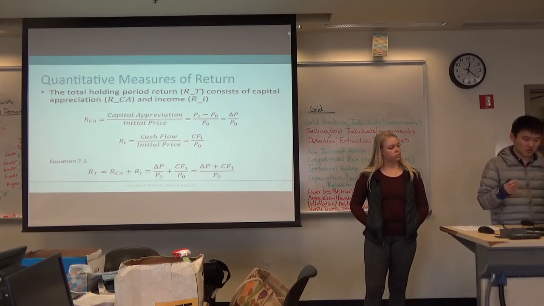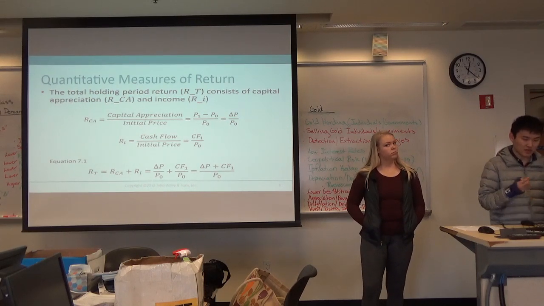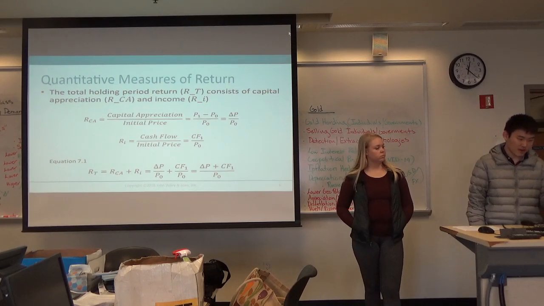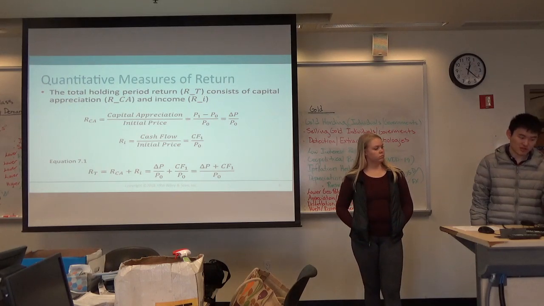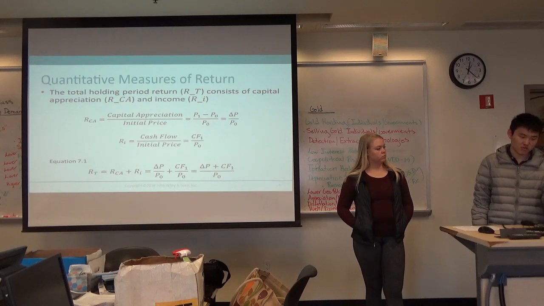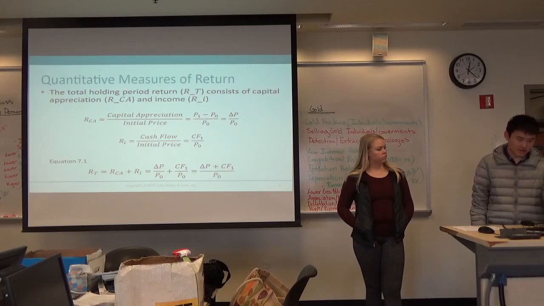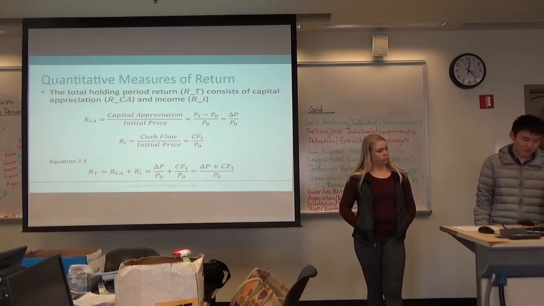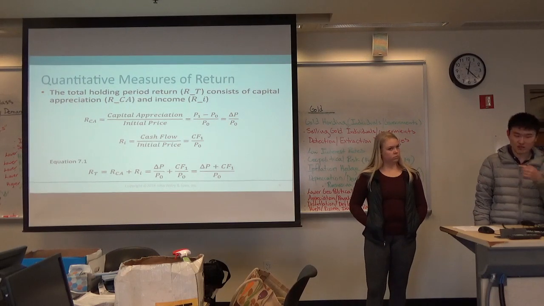For the quantitative measures of returns, the total holding period return consists of capital appreciation and income. As you can see, the return of capital appreciation is equal to capital appreciation over initial price, and the return of income is equal to cash flow over initial price. Then the total holding period return would be equal to both of those added together, both the return of capital appreciation and the return of income.